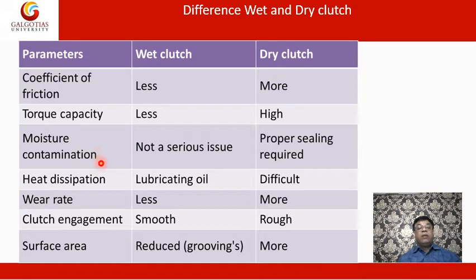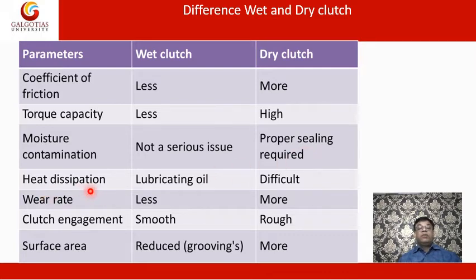Moisture contamination problem. This problem is mainly in the dry clutch. In the wet clutch there is already lubrication, cooling oil, so moisture is not a big problem in the wet clutch, but in dry clutch it is a big problem. So proper sealing is required in the dry clutch. Otherwise, the surface of the clutch plate will be wet and the torque transmitting capacity will be reduced.